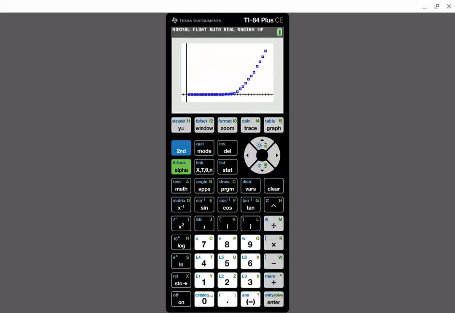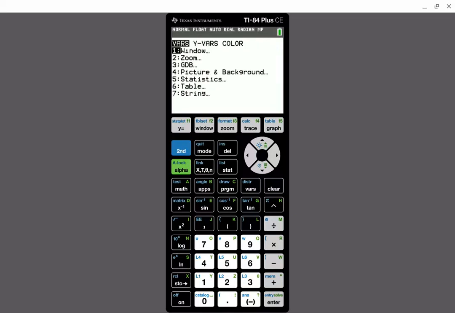Okay, zoom 9. All right, so there's all the data for 28 days in March, March 1st to March 28th, right? Okay, now let's do the linear model. Stat calc 4. Enter. Vars, yvars function 1. Enter. And we get 81.648%.